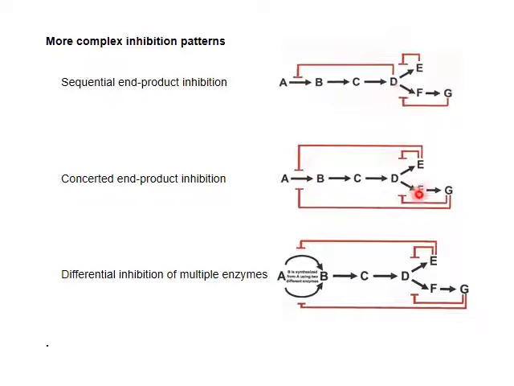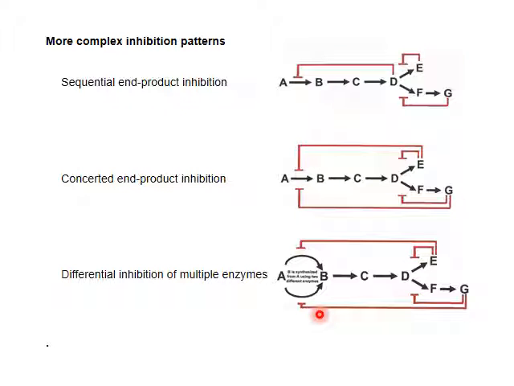You can have multiple inhibition of a particular product in a pathway. For example, E may inhibit its production through the enzyme from D, but it also can affect D by inhibiting A, for example. So you get this effect of E being an inhibitor of two different enzymes. All right.